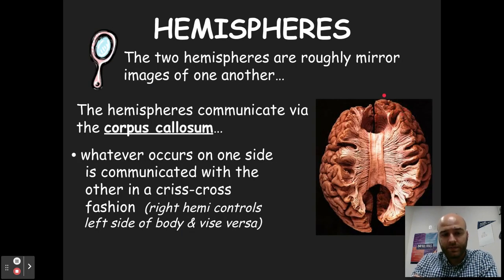So the hemispheres. The two hemispheres are roughly mirror images of one another. Okay? And this is an interesting part about the brain. You essentially have two independently functioning brains in your head, your left and your right hemispheres. The only reason they communicate is because of this brain structure called the corpus callosum right here. And you've seen this before in our brain structures notes.